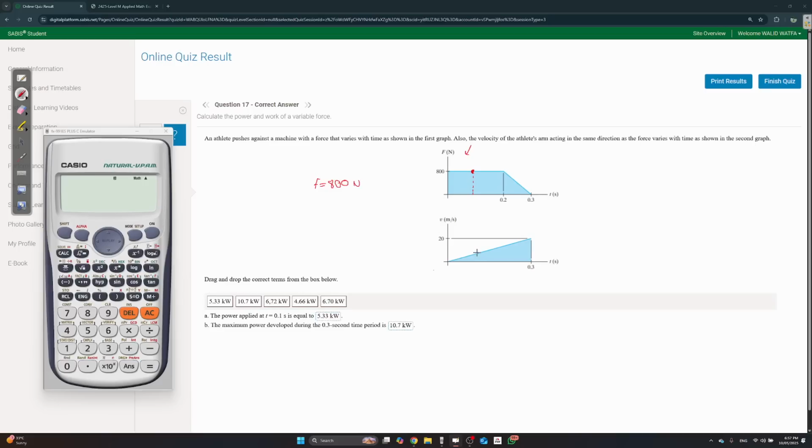At 0.1 seconds, you would want to find the velocity, which is somewhere over here, right? As you can see, it's increasing constantly. So we want to find the velocity at 0.1 over here. How would you do it? You would need to use some math, right?